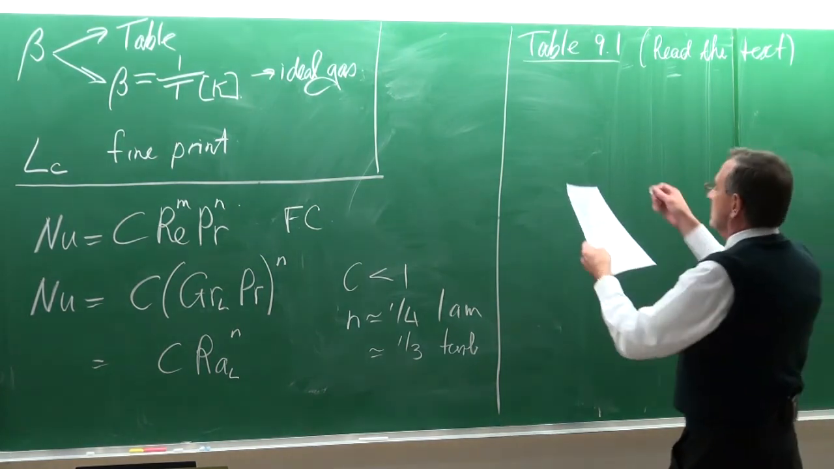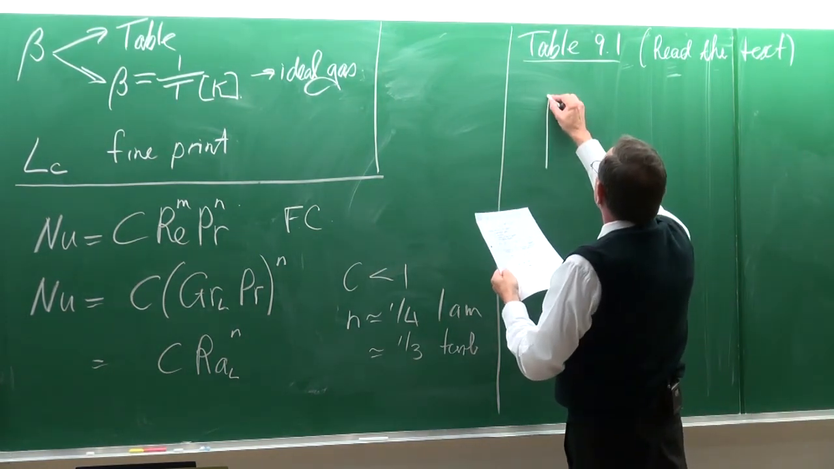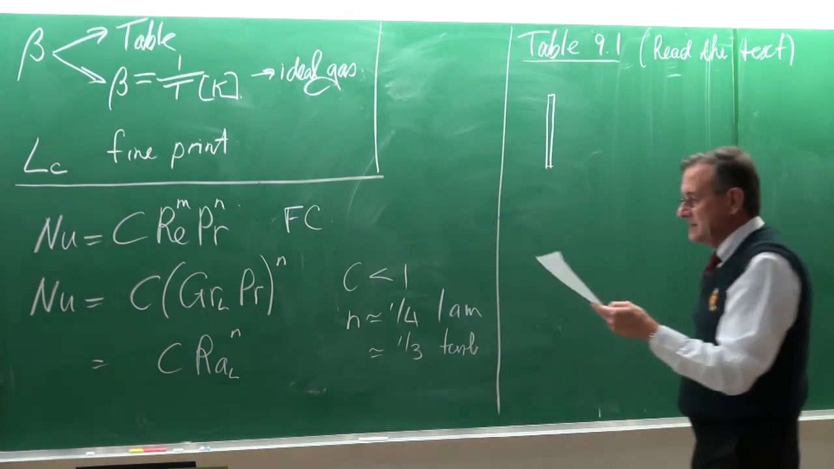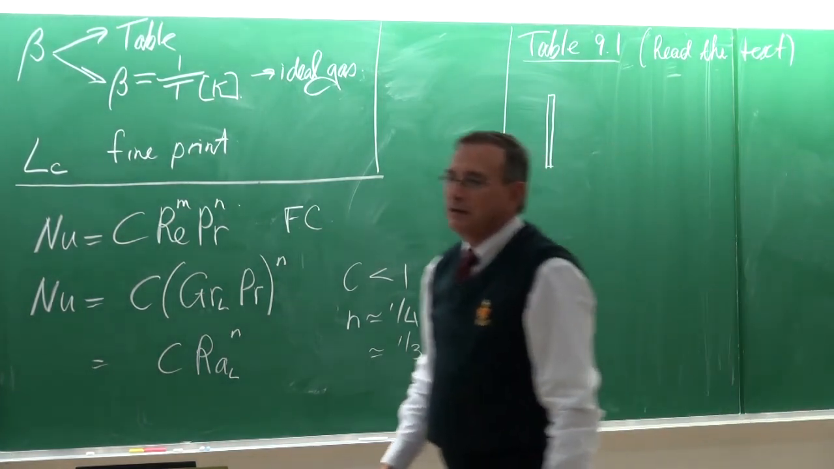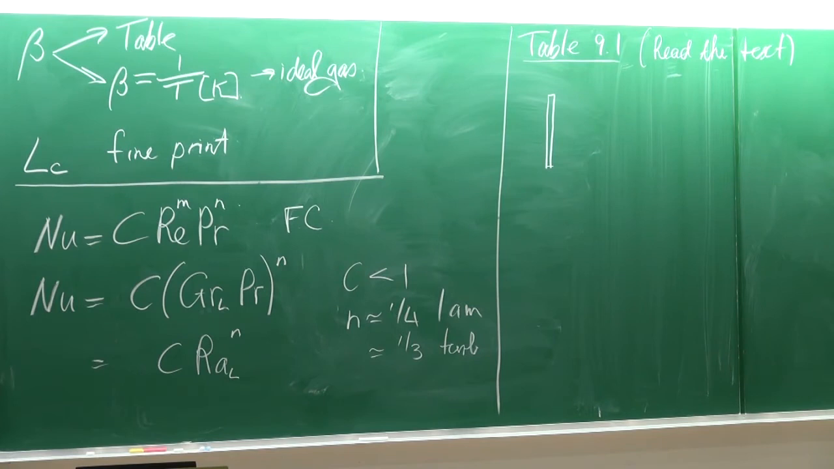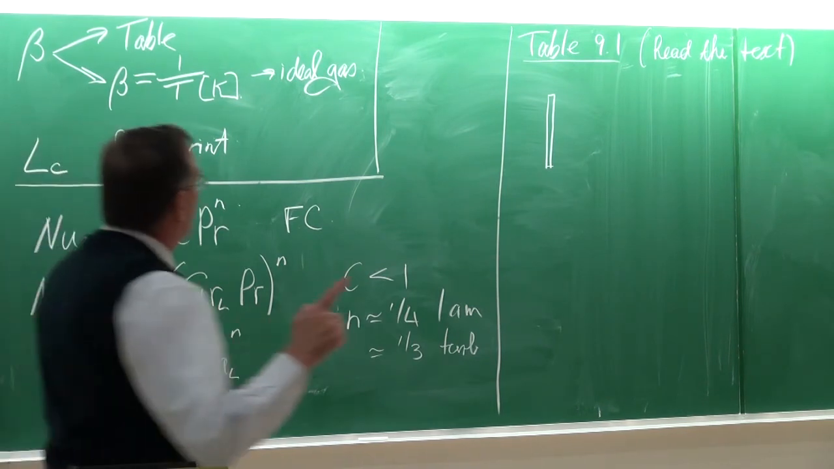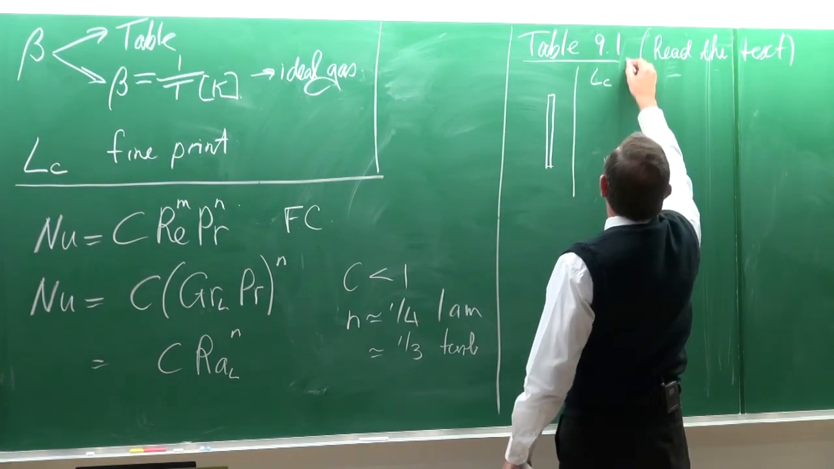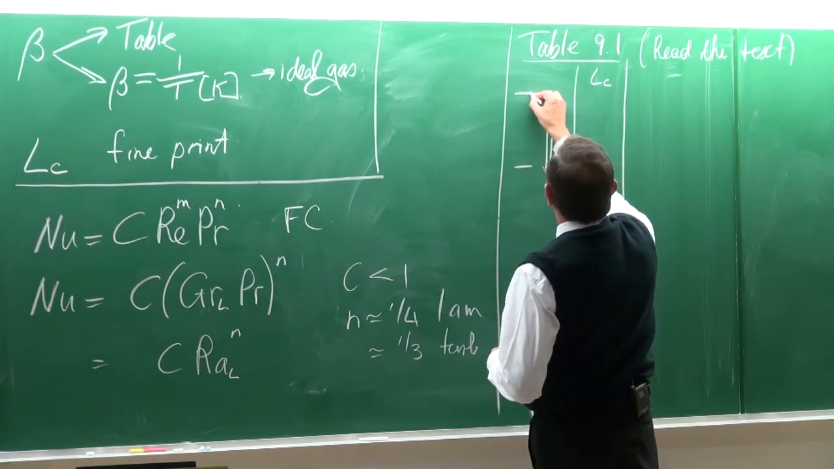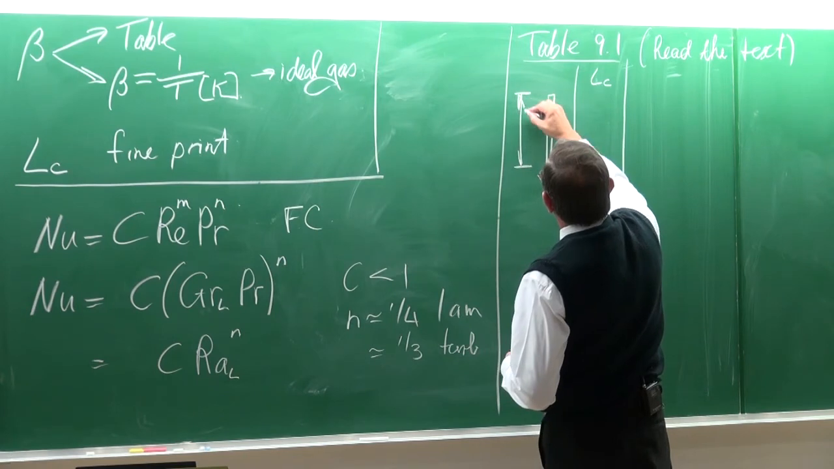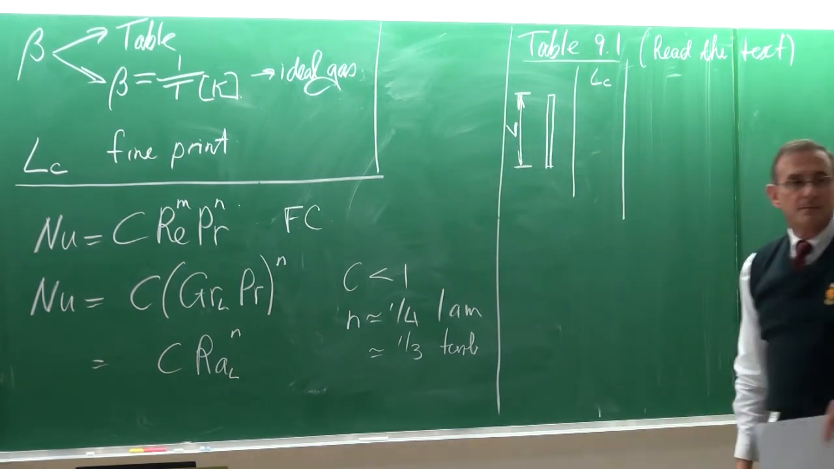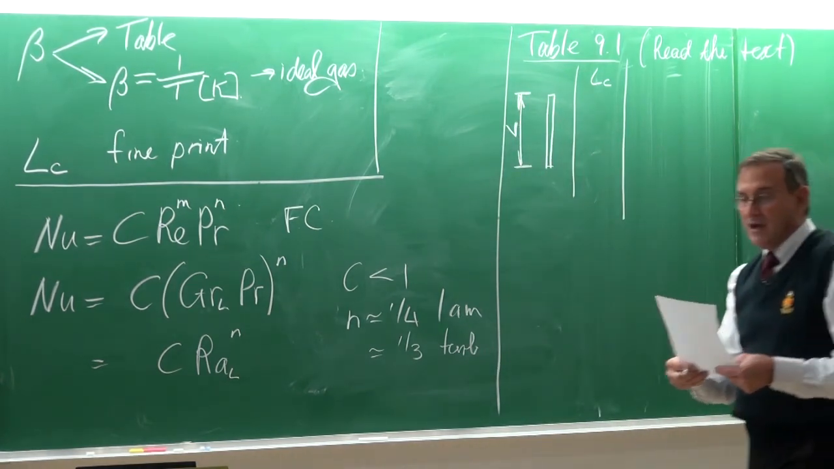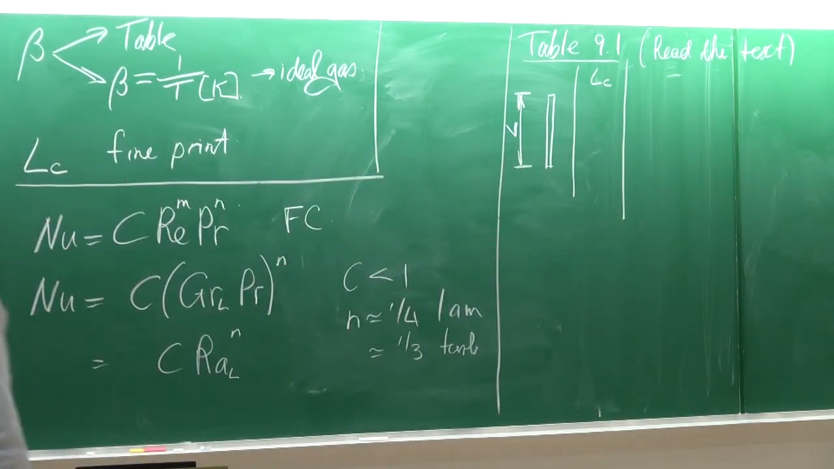So in the table, they would, for example, show you a vertical plate like that. That is in the first column. In the second column, they tell you the characteristic length that you should use. And in this case, it is very easy. It is that distance there, distance L. And then they give you the range of the Rayleigh number.